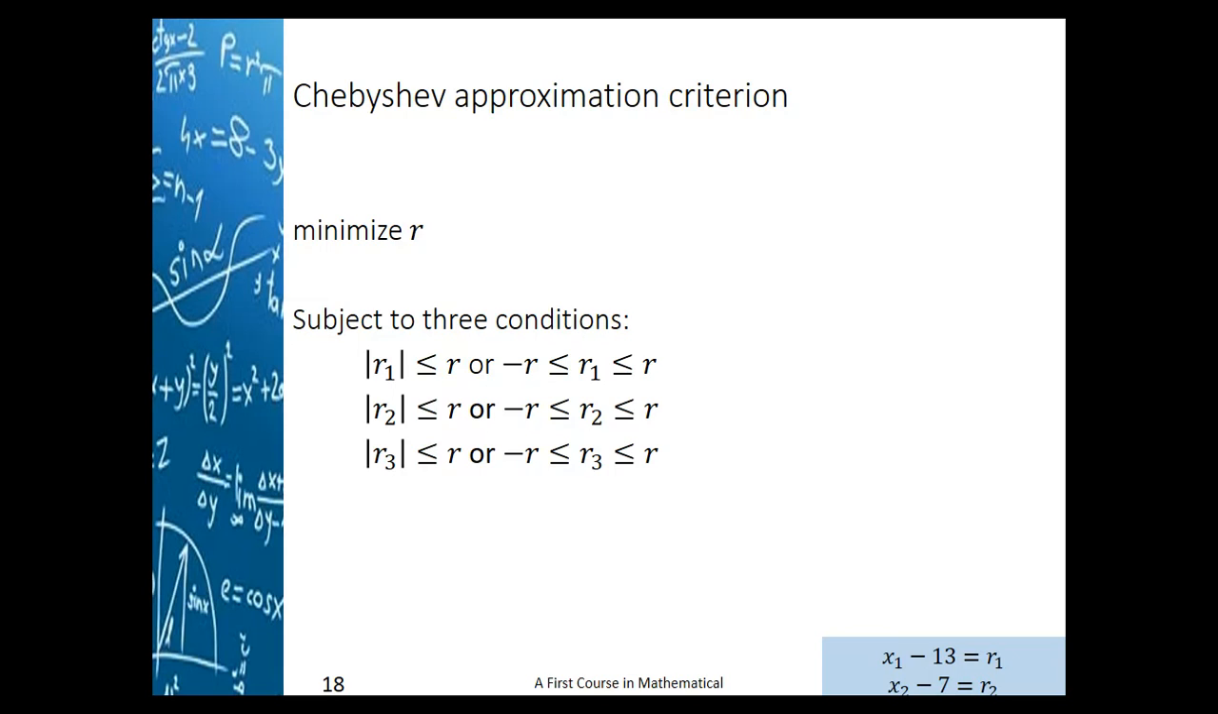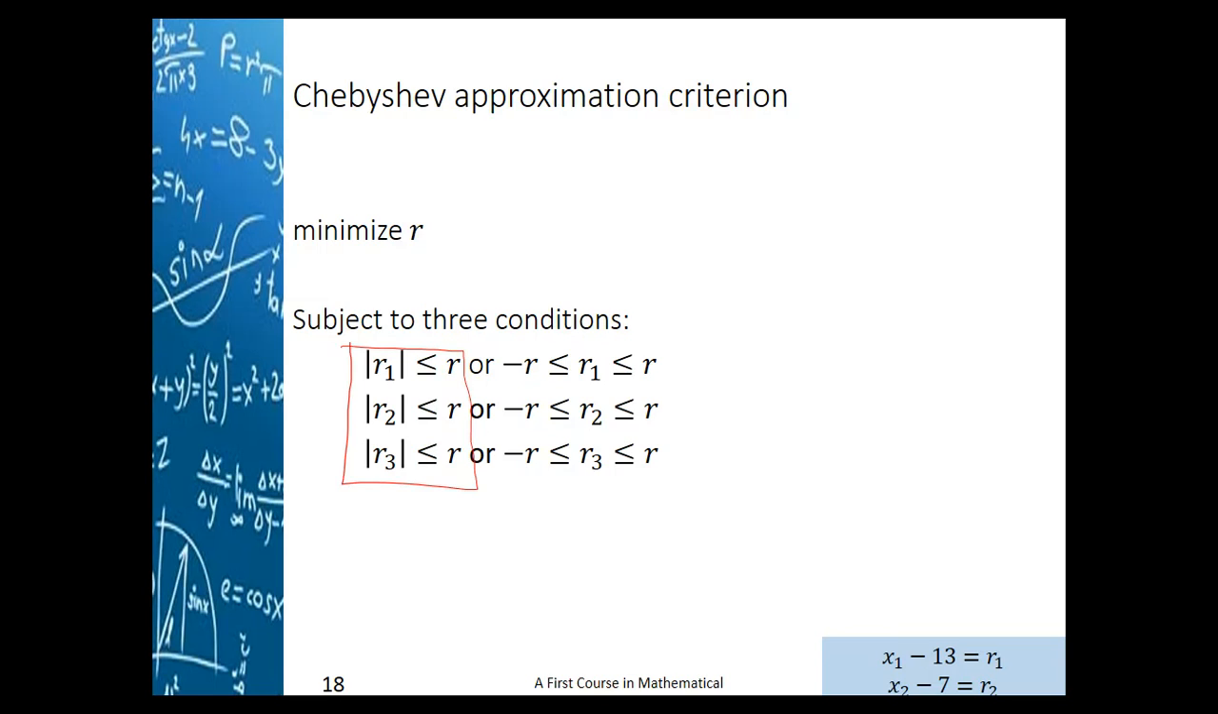So what is R? Always remember R is your largest residual number. You don't know what your R is, but you want to find the largest value first, and then minimize this largest value. This is actually your condition.